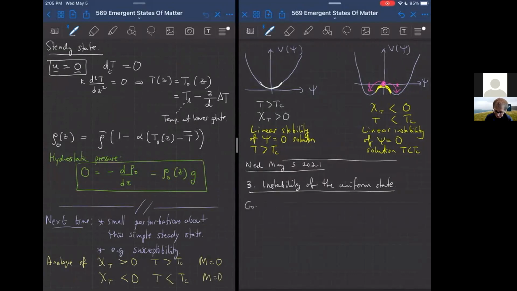So our goal in this section is the following. We have a uniform steady state that conducts heat by diffusion and no spatial patterns are present.